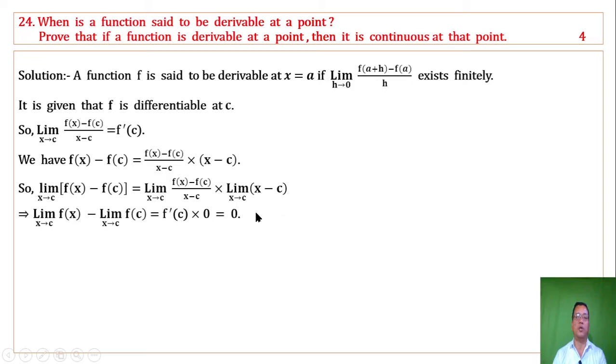Put x equal to c, we get c minus c is 0. So, finite number into 0 is 0. Then limit of f of x as x tends to c equal to f of c. This shows that f is continuous at x equal to c.